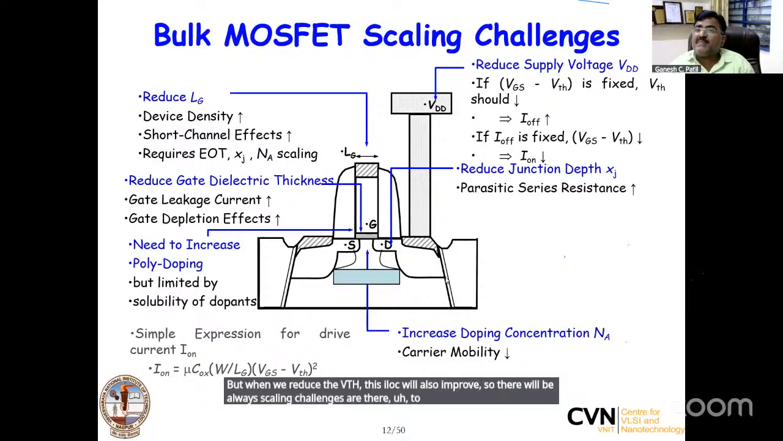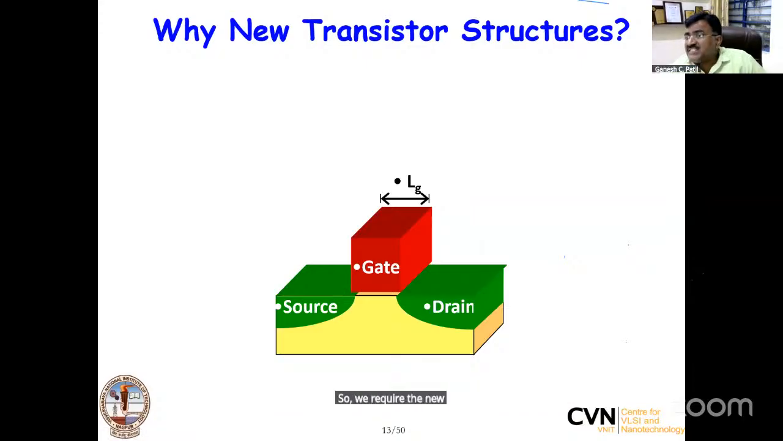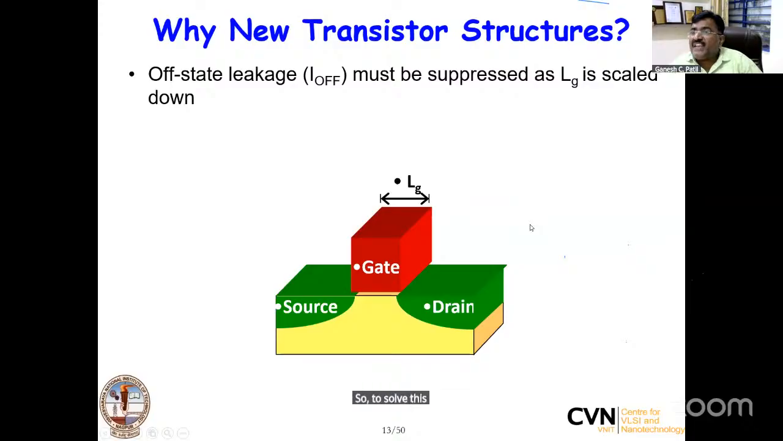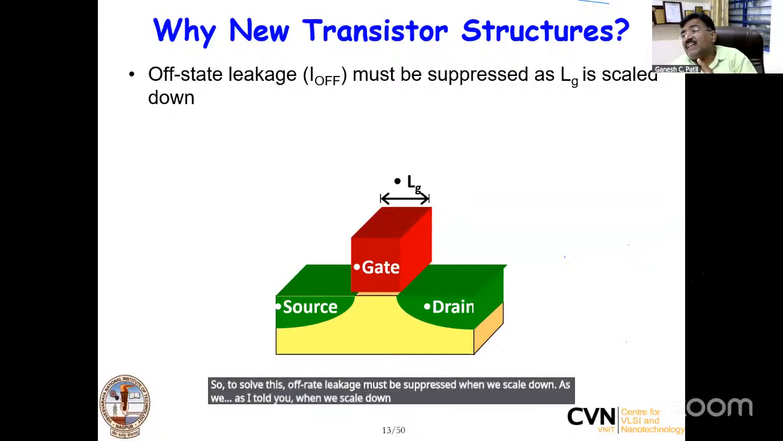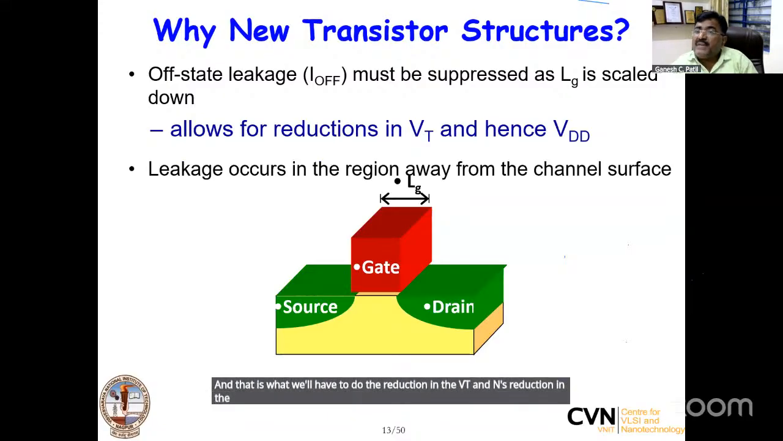To address the challenges, people came up with new technologies. So we require a new transistor structure. This is the bulk MOSFET structure. You could see here source, drain and the gate, there is a channel length. To solve this, off-state leakage must be suppressed when we scale down. As I told you, when we scale down the channel length, the ION will improve, but at the same time IOFF will also increase. So we have to put our efforts into reducing the off-state leakage, that is IOFF. And that is why we have to reduce the VT and hence reduce the VDD as well. But this leakage region is also a challenge now.